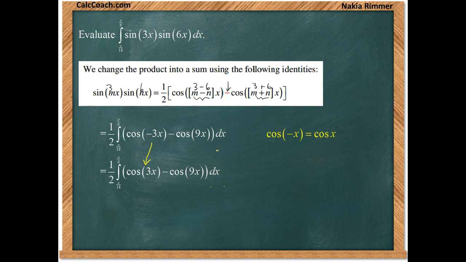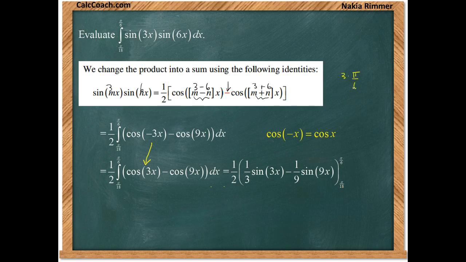Okay. We need the antiderivative. So we need to evaluate this antiderivative. What function would have cosine of 3x as its derivative? It's going to be 1/3 the sine of 3x. And 1/9 the sine of 9x. And so we need to evaluate it at pi over 6 and pi over 18.